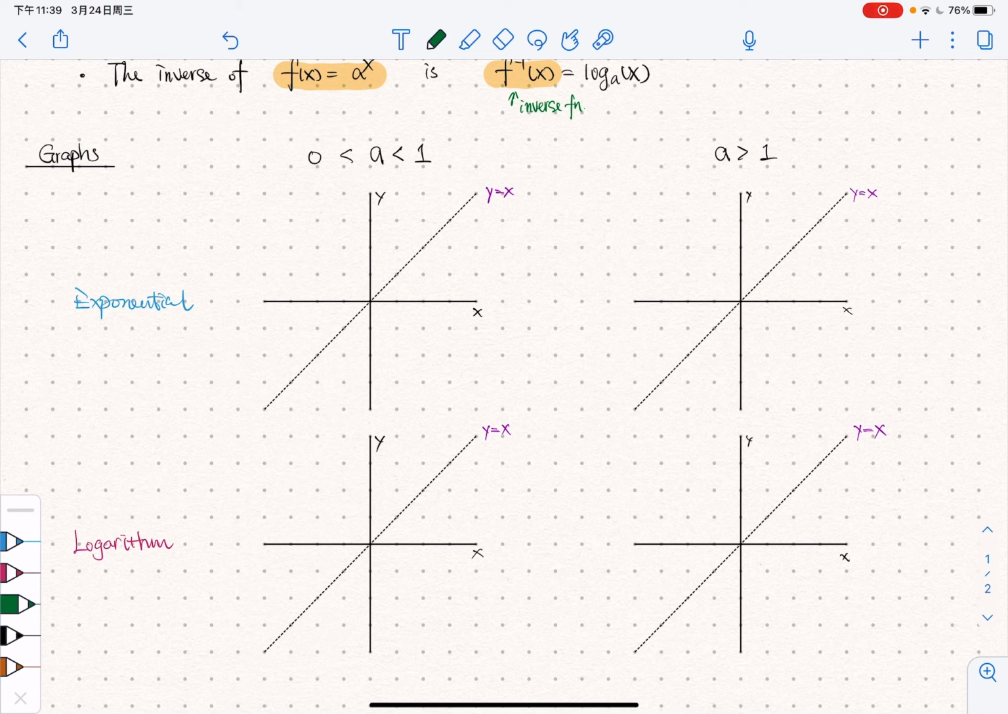Let's have an example. If we have a function like this, when we are trying to draw the inverse function of this green line, we flip it around the axis y equal to x. Then the inverse function of the green line is exactly this. So these two green lines are symmetric to each other about the axis y equal to x.